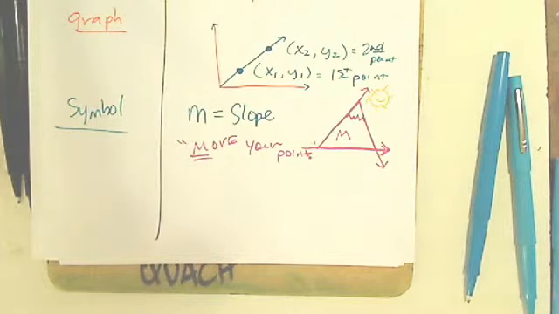I know. I didn't do this. It could be M or K. How about that? But we'll talk more about it when we talk about direct variation. Now, this is very weird. So M is slope. Okay.